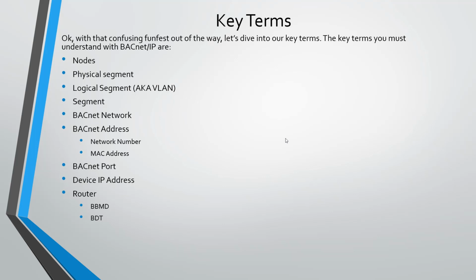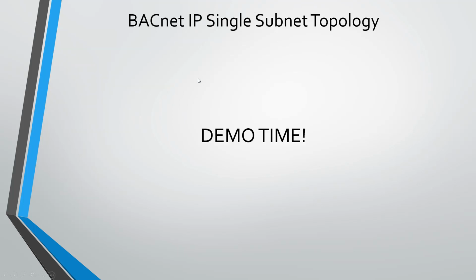Now, in order for us to really understand these key terms, we should understand what these different things actually look like. So first thing we're going to do is diagram out a BACnet IP single subnet topology. So let's pause the video and take a look at that.